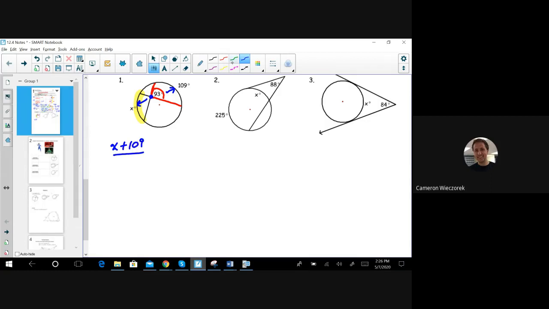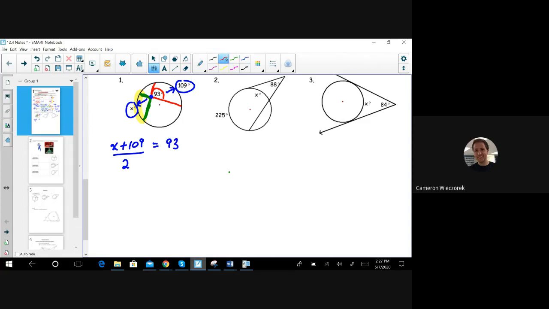If I divide those by 2, so again, the arcs I'm looking at are the ones intercepted by the green segments and the red segments. This one plus this one divided by 2 needs to equal that 93-degree angle.